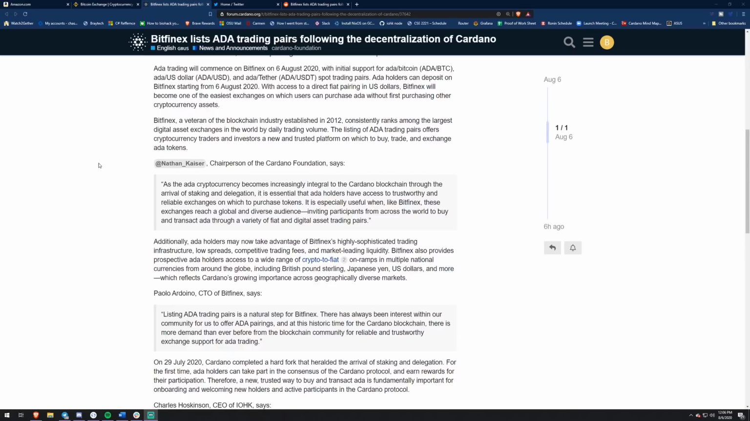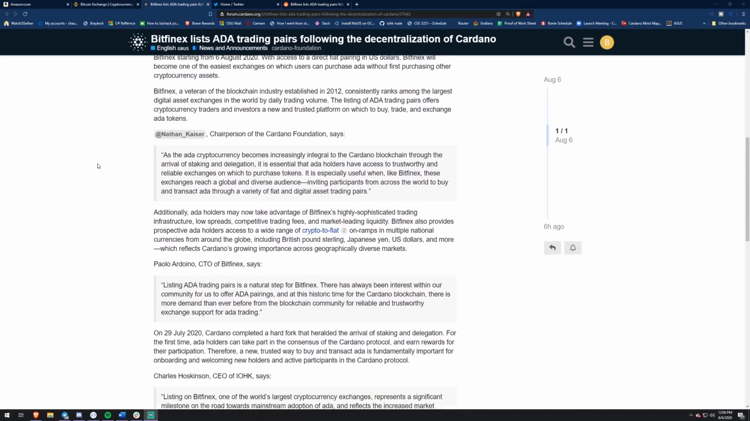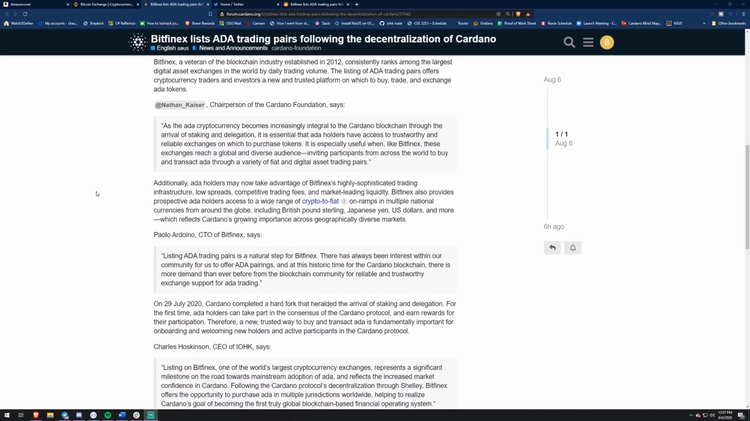Nathan Kaiser, the chairperson of the Cardano Foundation, says, "As the ADA cryptocurrency becomes increasingly integral to the Cardano blockchain through the arrival of staking and delegation, it is essential that ADA holders have access to trustworthy and reliable exchanges on which to purchase tokens. It's especially useful when, like Bitfinex, these exchanges reach a global and diverse audience, inviting participants from across the world to buy and transact ADA through a variety of fiat and digital asset trading pairs.